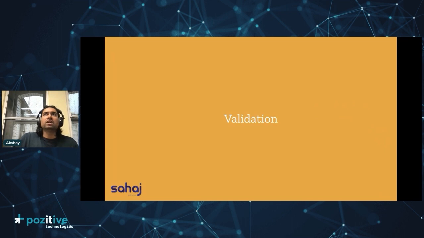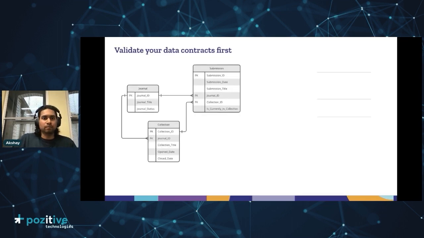So let's talk a bit more about validation then. So this is just a very simple domain model diagram in this research publishing space, where you have a journal where people can submit papers, which is captured as part of submissions, and then they can be part of a collection as well, which are kind of these special issues of sorts, which are part of our journal itself.